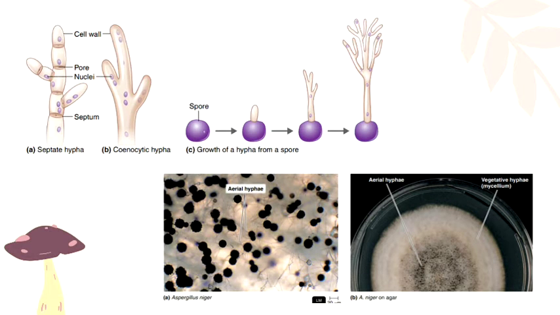These pictures show the different structures of a fungus, namely the septate hypha, coenocytic hypha, and the growth of the hypha from the spores. And these pictures below show the aerial hyphae and vegetative hyphae.